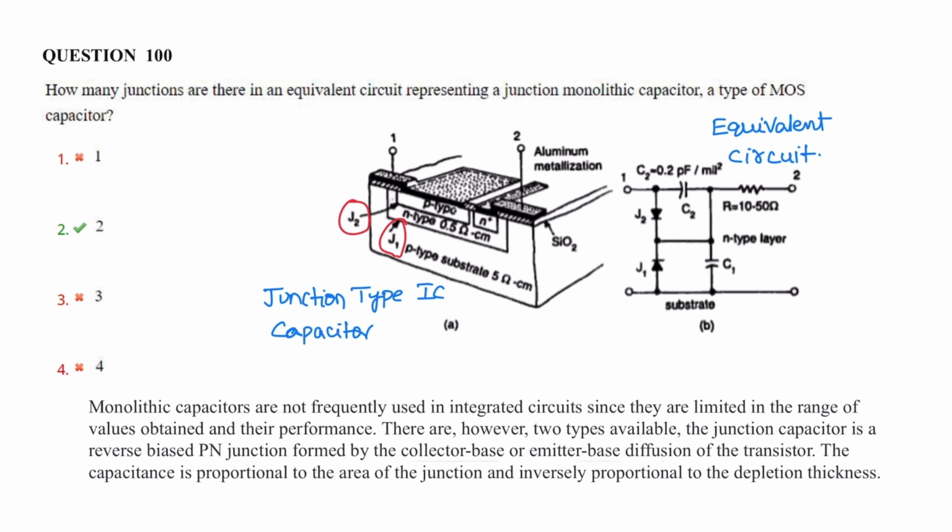Next question. How many junctions are there in an equivalent circuit representing the junction monolithic capacitor, a type of MOS capacitor? So the junction type IC capacitor is given in figure A. It has two junctions, and the equivalent circuit is mentioned in figure B. There are two junctions. This monolithic capacitor is a type of CMOS capacitor that consists of two junctions. Next question.